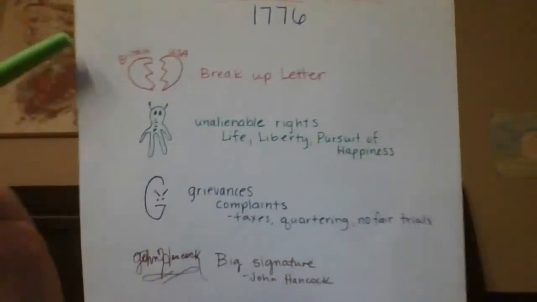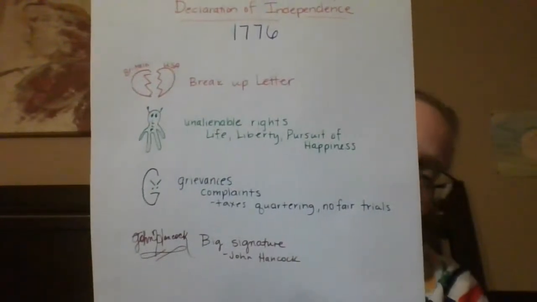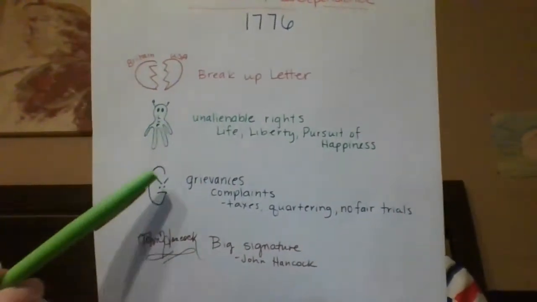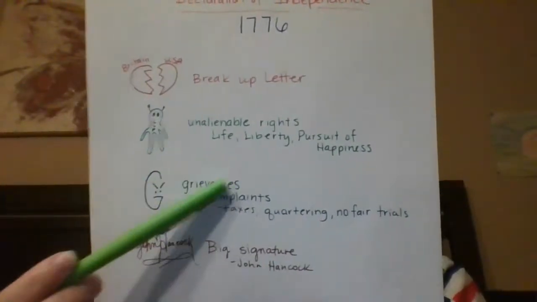So those are our 4 symbols of the Declaration of Independence. Again, the broken heart, the alien named LLP, the angry G, which is the grievances, the complaints, and the large signature, the John Hancock. And just to remember, the primary author is Thomas Jefferson. So you kind of want to remember that it's written by Thomas Jefferson. He is the primary author of the Declaration of Independence.